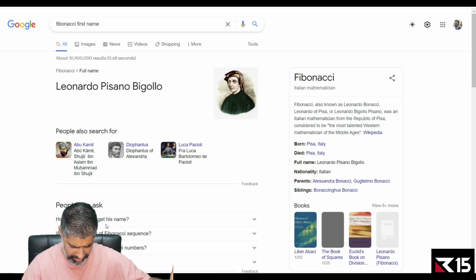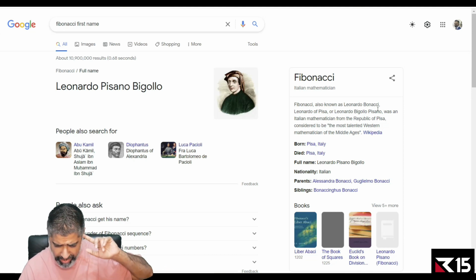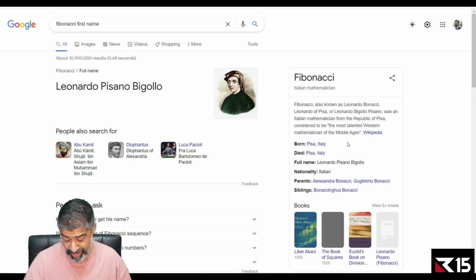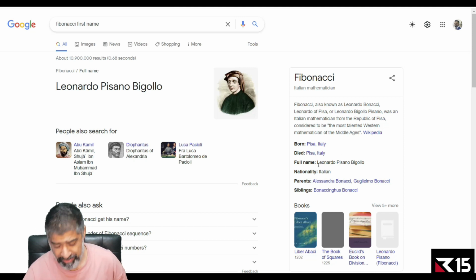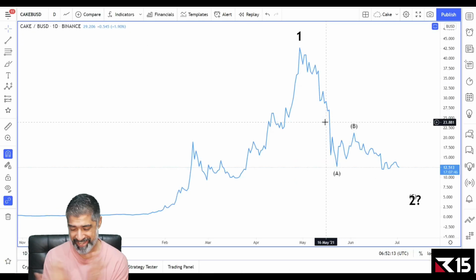How did Fibonacci get his name? Okay, Fibonacci, also known as Leonardo Bonacci. Okay, his name's not even Fibonacci. Is that right? Fibonacci, also known as Leonardo Bonacci, Leonardo of Pisa, or Leonardo Bigolo Pisano, was an Italian mathematician. Oh, okay. Didn't even know his name. Might not even be Fibonacci. I'm calling him Mr. Fibonacci. It's Leonardo Pisano Bigollo. All right, I might just stick to Mr. Fibonacci.